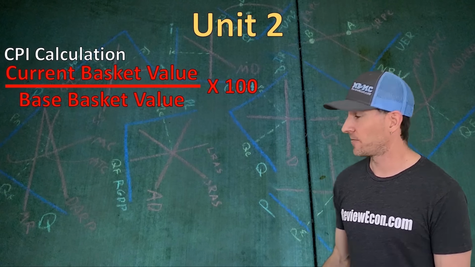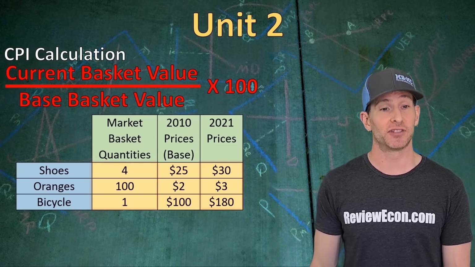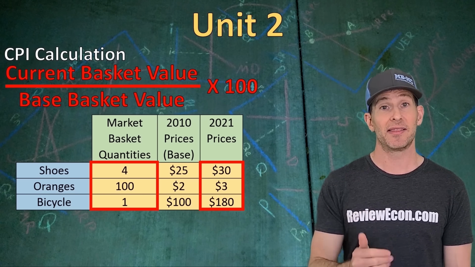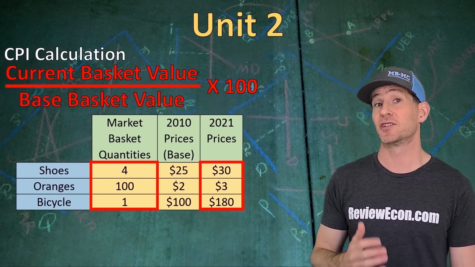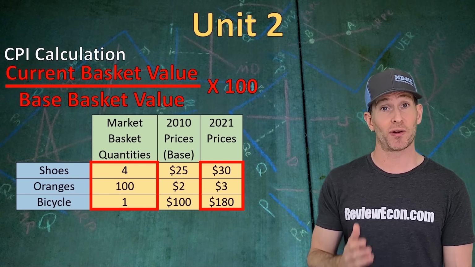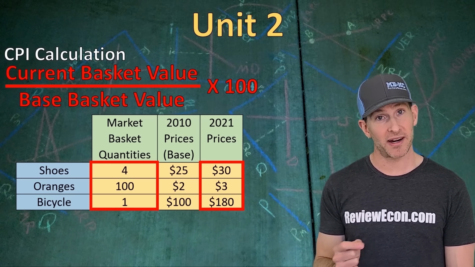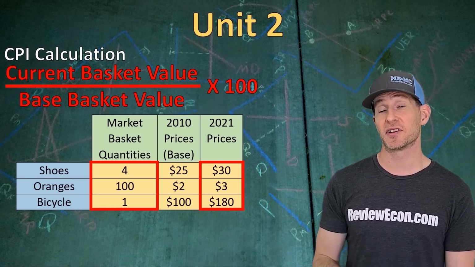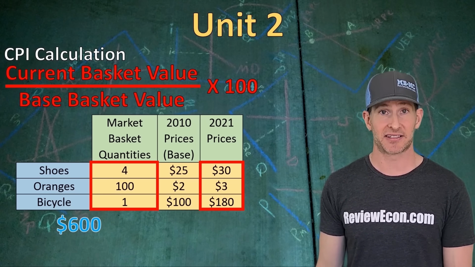Now let's calculate that with this table we have here. On that first column there, we have the market basket of goods and services. Here we have shoes, oranges, and bicycles. And there we also have the value of those items or the prices of those items in 2021. Calculate the value of that market basket using current year prices, and that is the numerator in this equation. Multiply the quantities within that market basket times the prices within that market basket, and that will give us the current value of the market basket. In this case, it's $600.